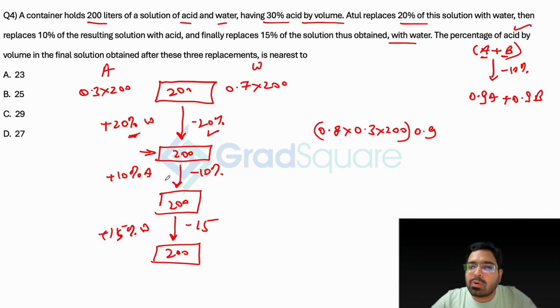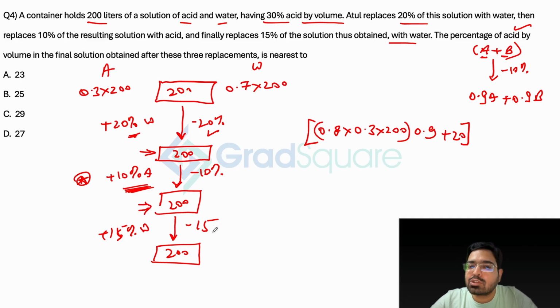Correct? Now you are adding 10 percent of acid. This is where you have to be extremely careful that acid has been added. That means we were calculating the quantity of acid. Acid would change. Acid would change by what? 10 percent of 200 is how much? 20. So 20 liters of acid was actually added to this. So you add 20 over here. This becomes the new quantity of acid present at this level.